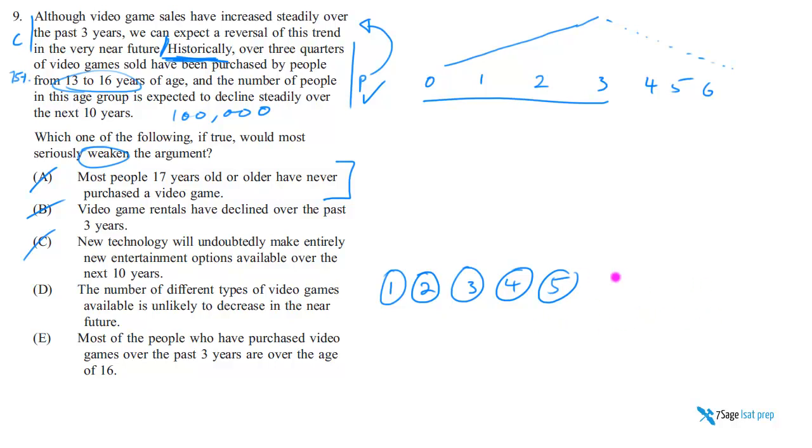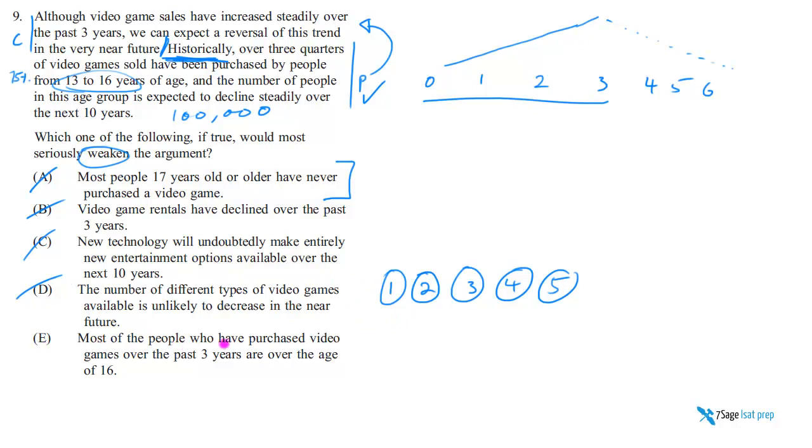Okay? How does a different number of types of video games affect whether or not our sales are going to decline? You see, we have to make so many presumptions. We have to assume something about, we've reached the optimal number of types, and if it remains the same, it'll increase. I don't even know what. We're making stuff up, right? So you see, D also doesn't do anything.